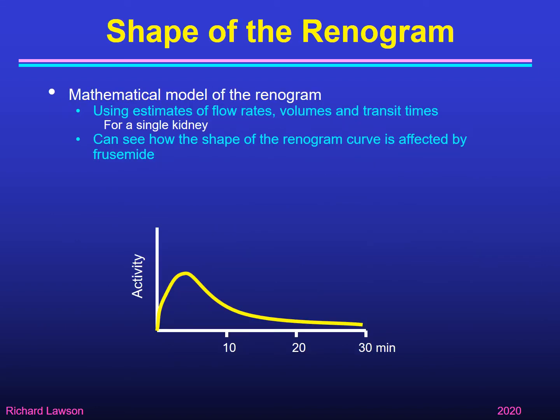So what does all this mean for the shape of the renogram? Well, I've produced a mathematical model of the renogram using the estimates of flow rates and volumes and transit times that I've described. This is a model for a single kidney, so I've taken the flow rates that I've just discussed for two kidneys and halved those, but the transit times remain the same because that doesn't depend on whether it's one or two kidneys. Using this model, you can see how the shape of the renogram curve is affected by frusemide.